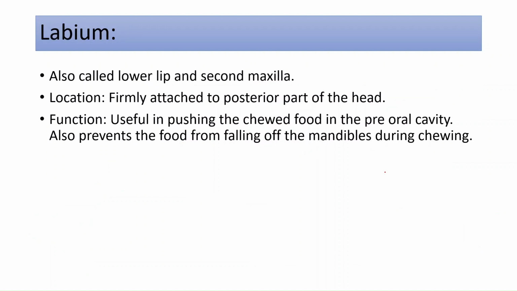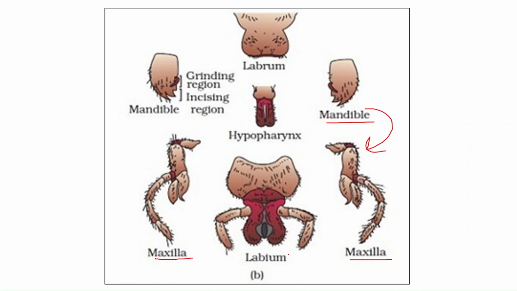The next one is the labium. Labium is also called the lower lip or second maxilla. That was the first maxilla, the accessory jaw. This is the second maxilla. It is also called the lower lip. Upper lip was labrum. Okay, the location: it is firmly attached to the posterior part of the head. The labium over here, this is the labium. Okay, it is attached to the posterior part of the head.